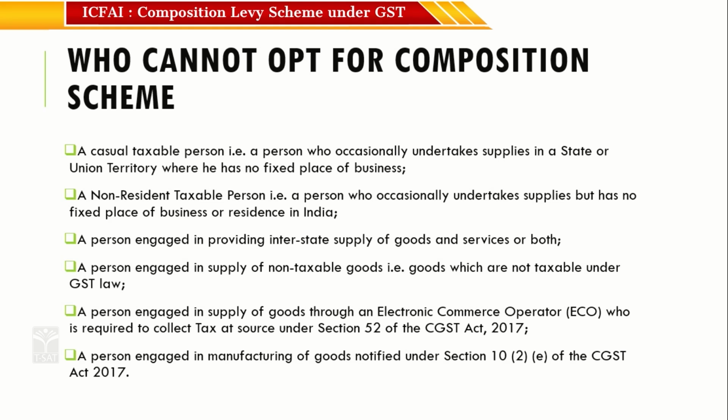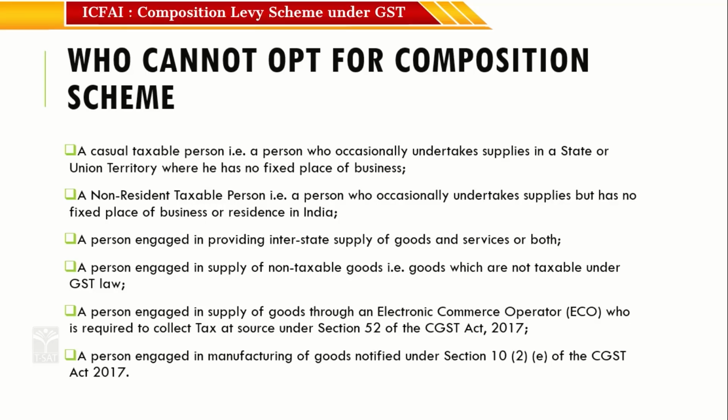Casual taxable person basically refers to all those suppliers who are not belonging to any particular state, but they have come to a state for supplying their goods or services for a specific point of time. Maybe someone who is a trader from Rajasthan has come to Telangana for selling his commodities in an exhibition which will be held for 7 days. In that case, such a person will be considered as casual taxable person. Number two, a non-resident taxable person. Who are they? A person who occasionally undertakes supplies but has no fixed place of business or residence in India.